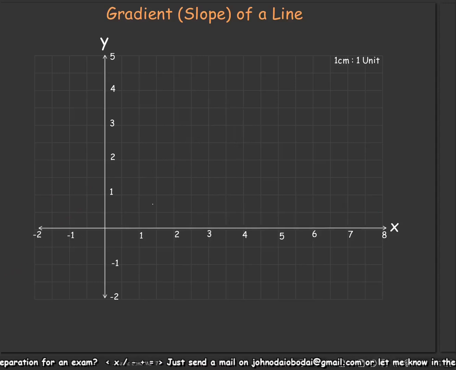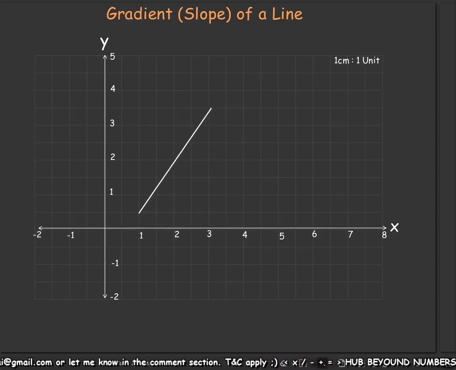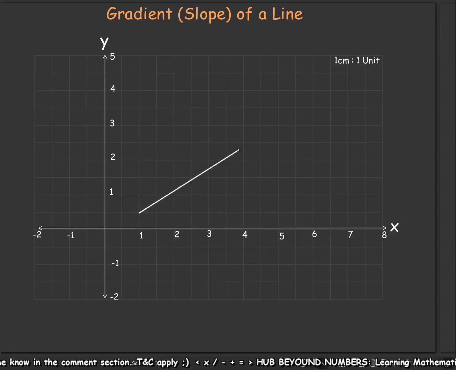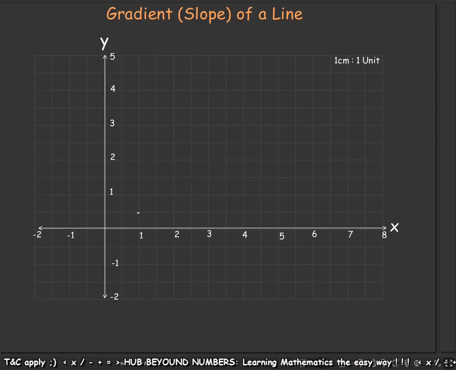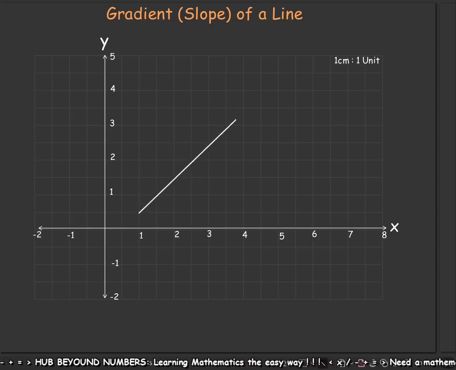So when we say a line has a positive gradient, then it simply means that the line slopes upward. You see, so a line as this will have a positive gradient. Its magnitude will depend on its inclination. But for the sign, it being positive simply means it slopes upwards, that is from the left-hand side to the right-hand side.